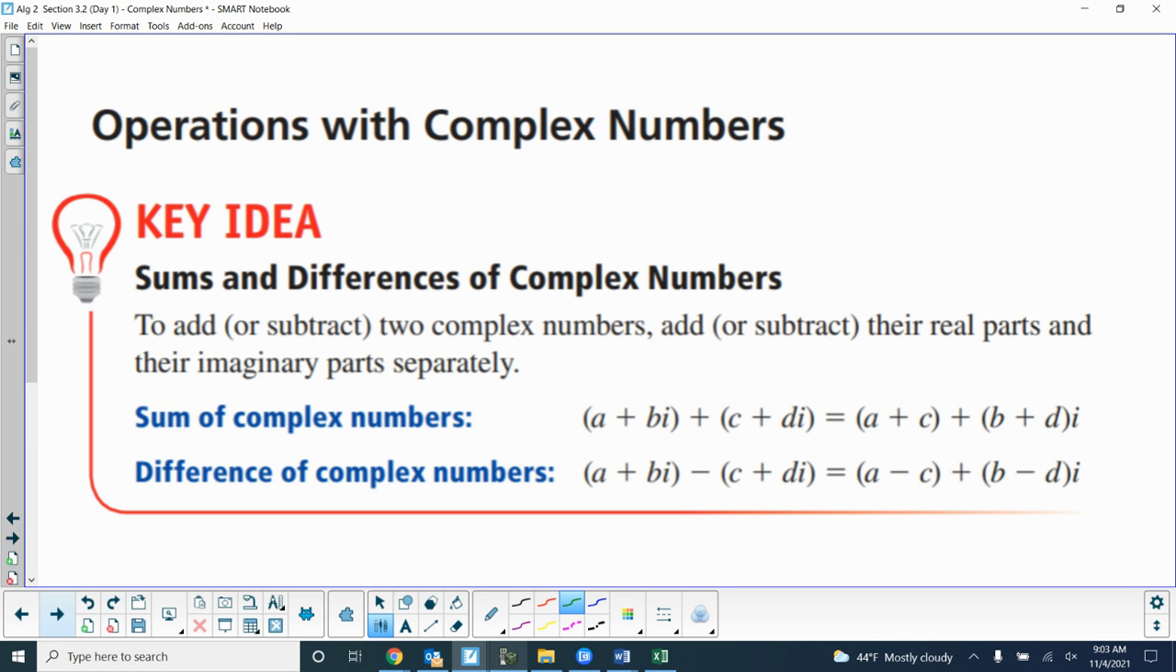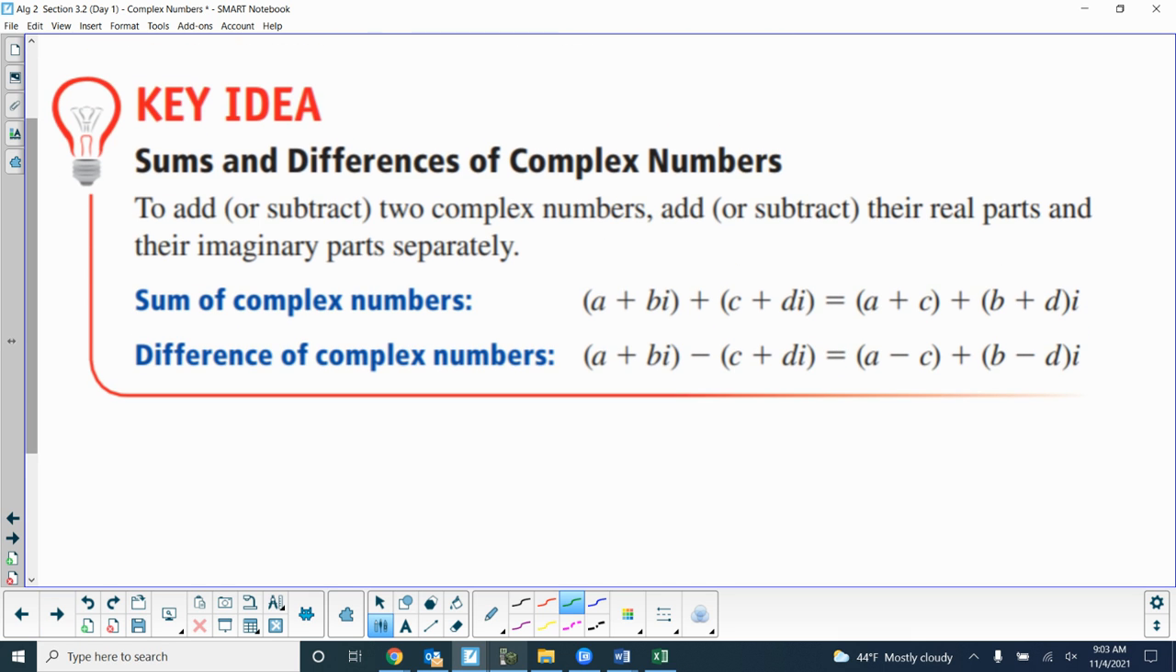So, sums and differences of complex numbers. Just treat them like terms. The parts that are i's with them, the imaginary parts, you can add and subtract. The real parts, you add and subtract, because they're like terms. So the a and the c are the real parts, I can add those. The bi and the di are the imaginary parts, I can add those. Same with subtraction. Just treat the i's like it was an x or a y, or an a or a b.